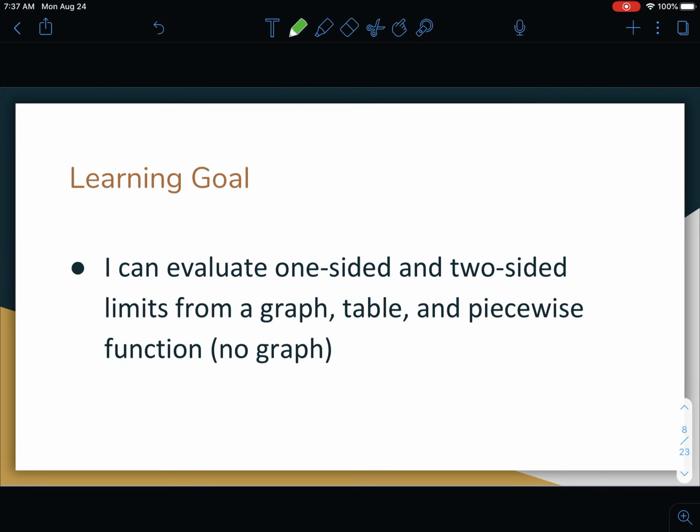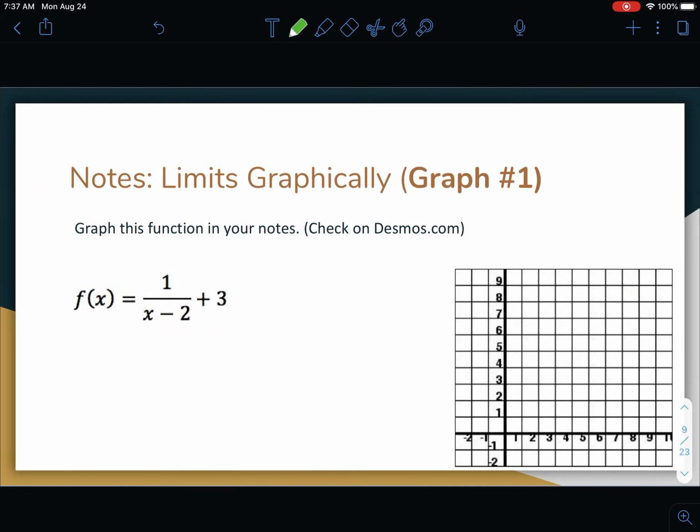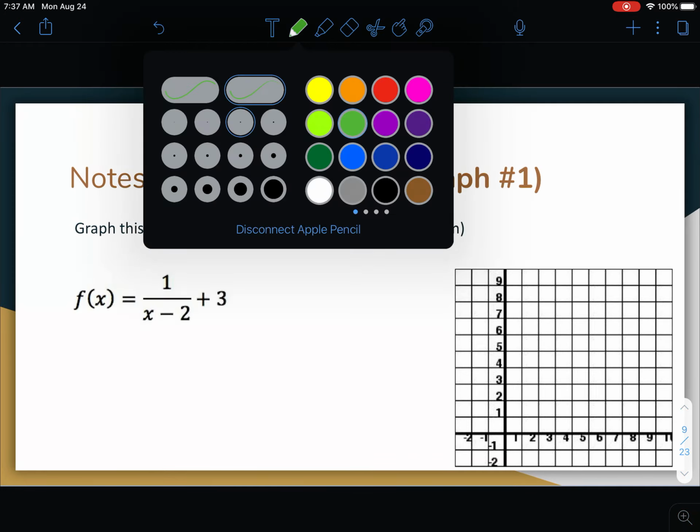So our learning goal is to evaluate 1 and 2 sided limits from a graph, table, and piecewise function. You can certainly pause me at any time and record this information. Okay, so we have limits graphically. We're going to graph this function and then talk about it. So if you would pause me and try to graph this.